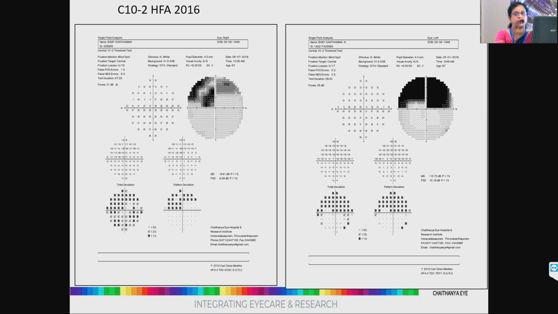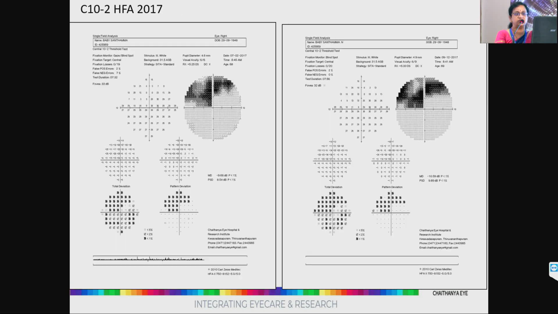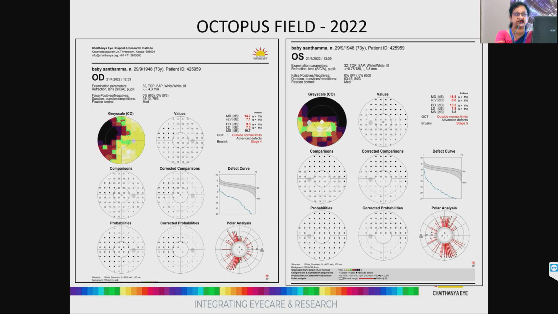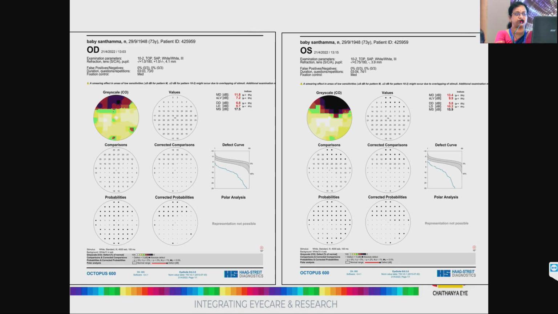She had atrial ectopics and supraventricular ectopics, and the physician had put her on Verapamil 3 times daily, 40 mg, and she has maintained her fields also, as evidenced by the GPA summary, as stable. These are the latest Octopus fields done recently, because she had some cataract, so doing the Humphrey was difficult, and we see that the 10-2 fields are showing stability without encroaching fixation as she presented initially.